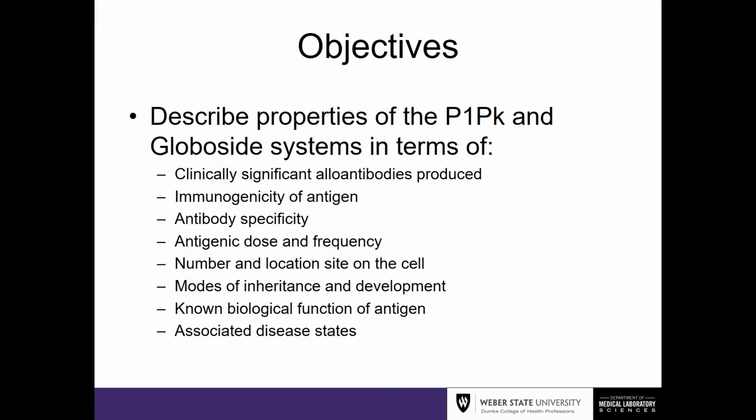We're going to focus on describing properties of the P1Pk and Globoside systems in terms of clinically significant alloantibodies, immunogenicity of the antigen, antibody specificity, antigenic dose and frequency, number and location site on the cell, modes of inheritance and development, known biological function of antigen, and associated disease states.